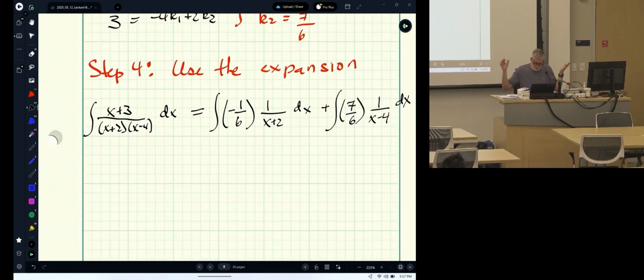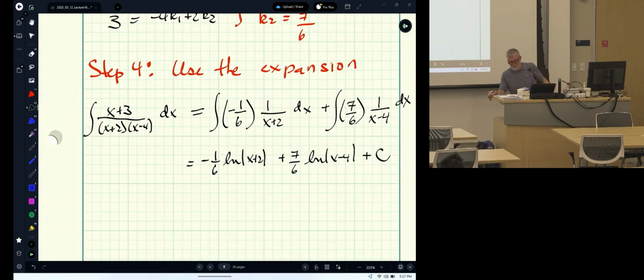And these being simple integrals, we know how to do this. Minus 1/6 natural log of x plus 2, plus 7/6 natural log of x minus 4, and our famous constant. Isn't that amazing?